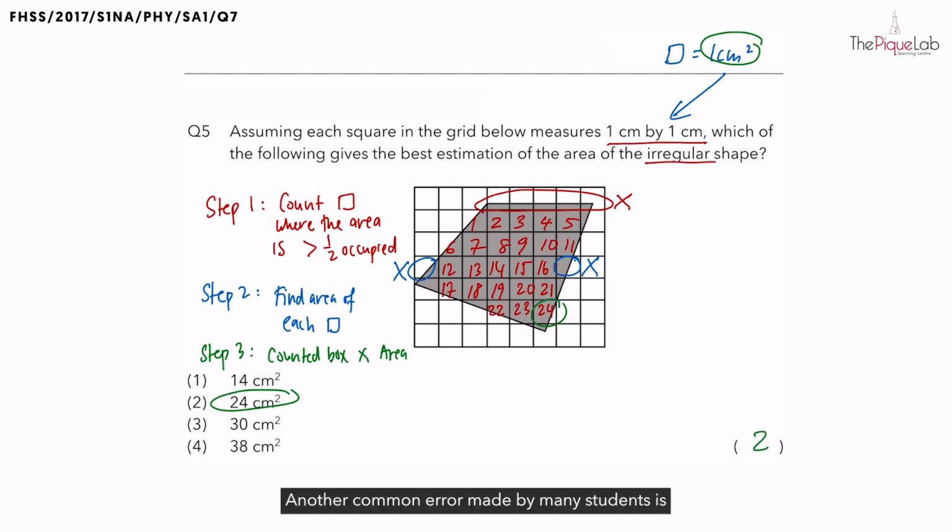Another common error made by many students is that they did not check the area of each grid box. We cannot always assume that it's going to be 1 cm square. So some questions try to trick students by giving boxes with different dimensions.